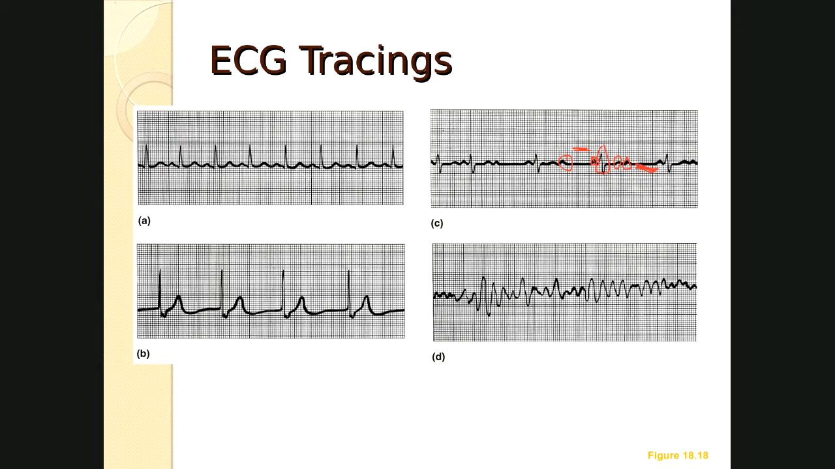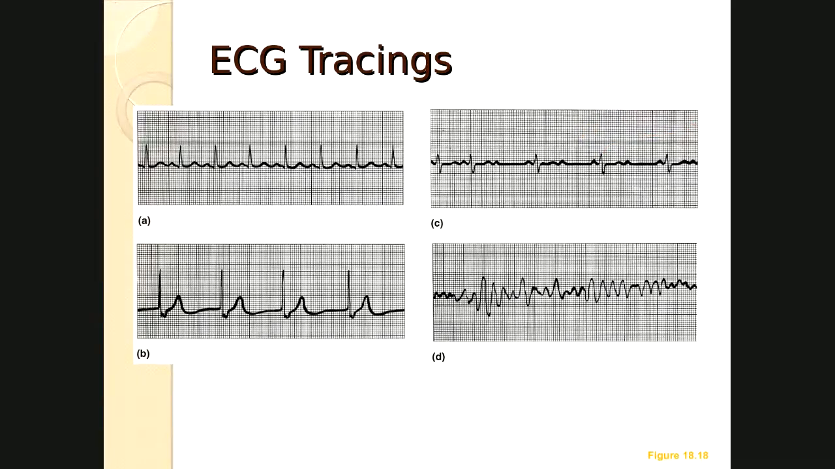So in other words, what's happening here is that some P waves are getting through from the atria down to the ventricles, and we're getting a P, QRS, and a T. But some P waves aren't going anywhere. We get a P and then nothing. And then we get a P, QRS, and T, and then we get a P and then nothing.